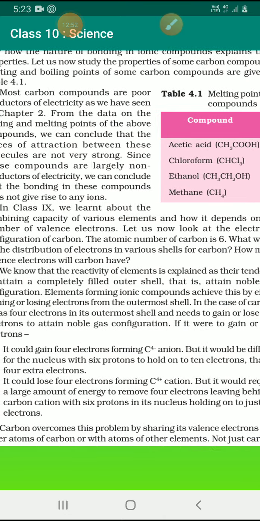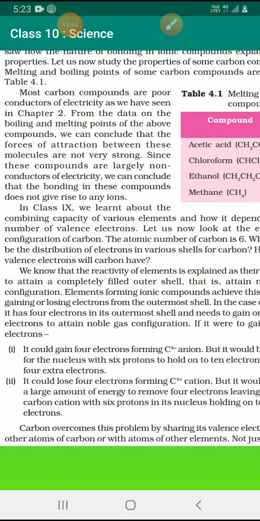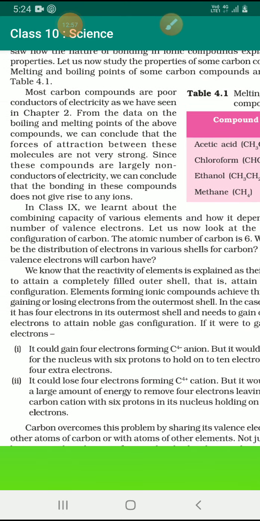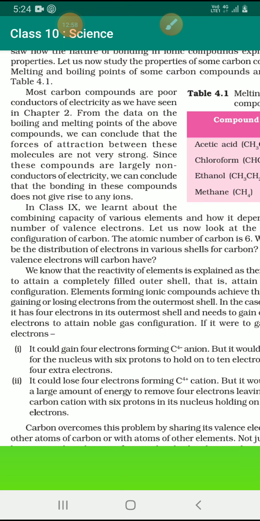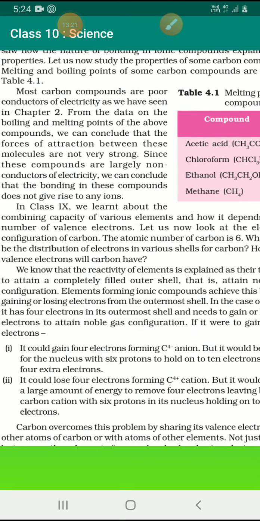Got it. So you can see that according to this table, most of the carbon compounds are poor conductors of electricity, as we have seen in the chapter. From the data on the boiling and melting points of the above compounds, we can conclude that the forces of attraction between these molecules are not very strong, since these compounds are largely non-conductors of electricity. We conclude that boiling these compounds does not give rise to any ions.